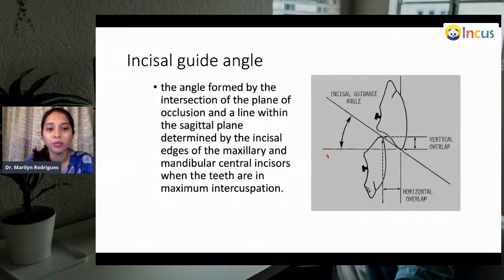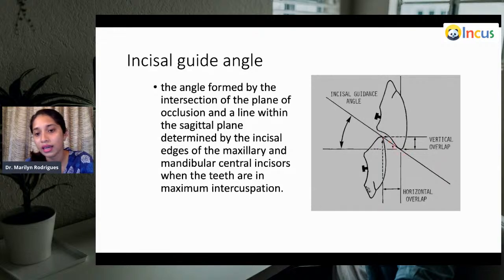Within the sagittal plane, determined by the incisal edges of the maxillary and mandibular central incisors when the teeth are in maximum intercuspation. So it is the angle formed by the plane of occlusion in the sagittal plane, that is this line, if you can see, and by the incisal edges of the maxillary and mandibular teeth.